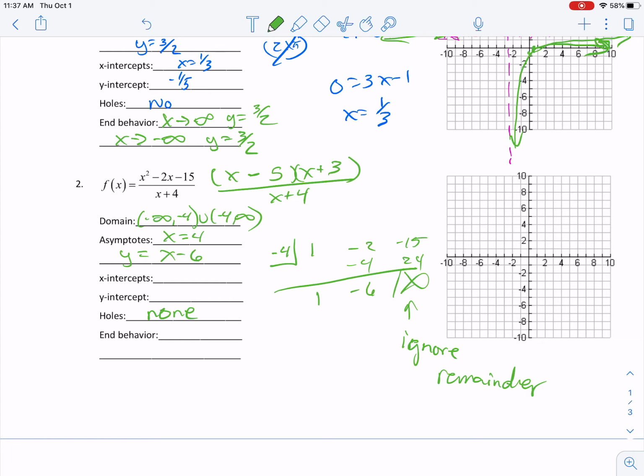X-intercept, y is 0, so it's just the top, so it's at 5 and negative 3. The y-intercept, you let x equal 0, so those go away and you get negative 15 over 4. Okay, now remember this is a slant, so let's put in our asymptote at negative 4. And the slant goes through negative 6.